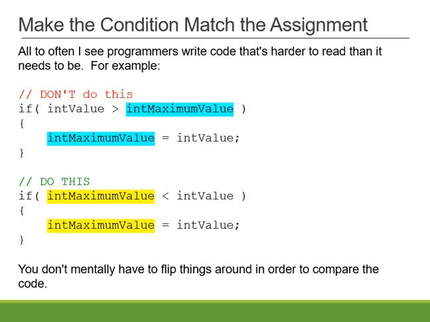You should make the condition match the assignment to avoid having to mentally swap variables around to compare the code. Refer to the top example of checking if the value is greater than the maximum value. Instead, you should check if the maximum value is less than the value and assign the value to the maximum value if it evaluates as true. You can see this in the bottom example.